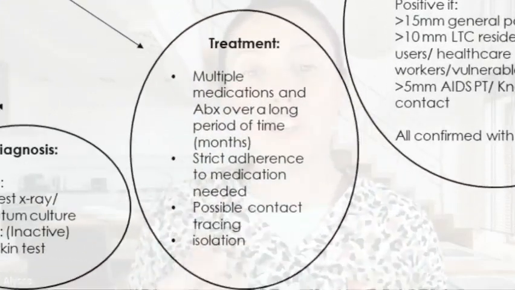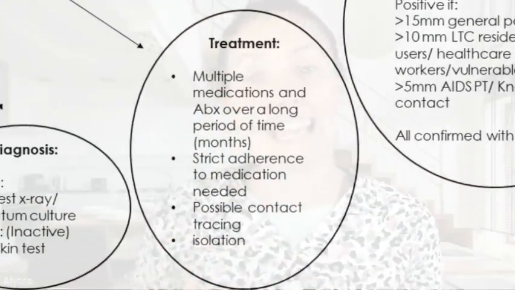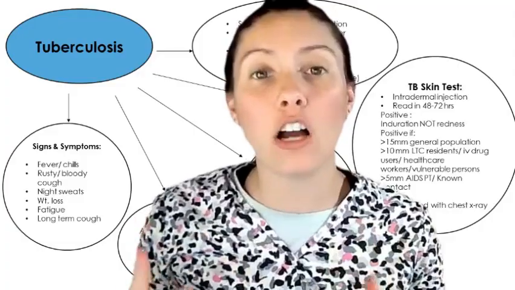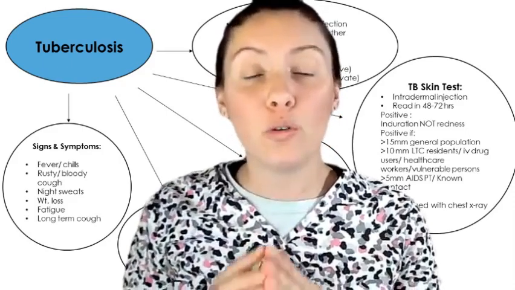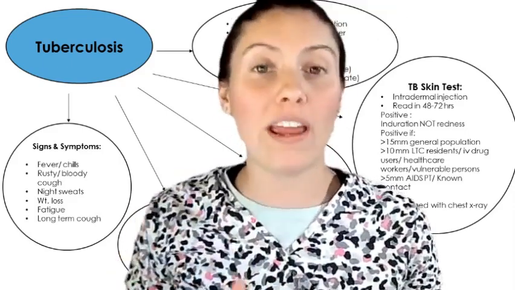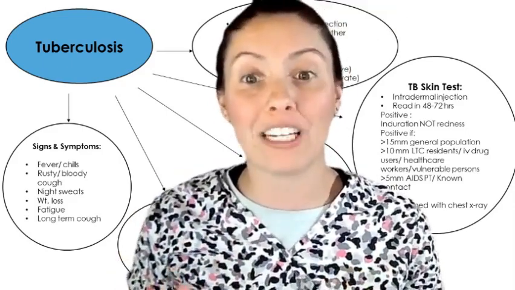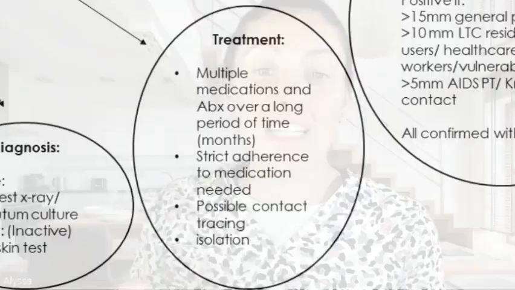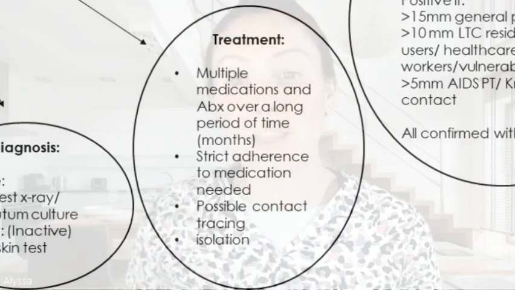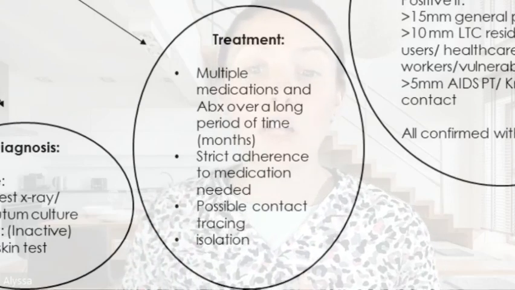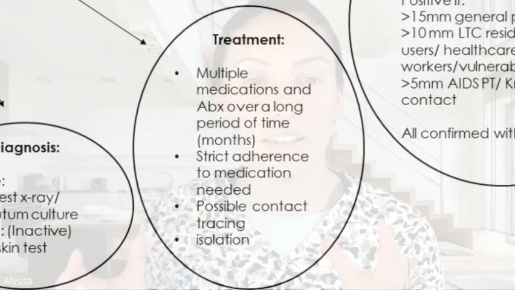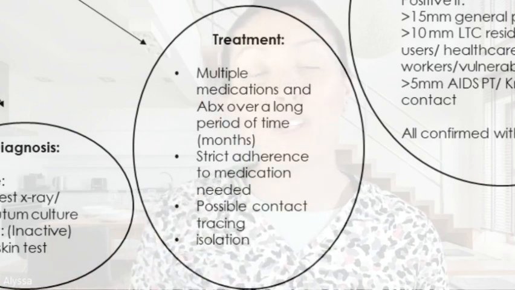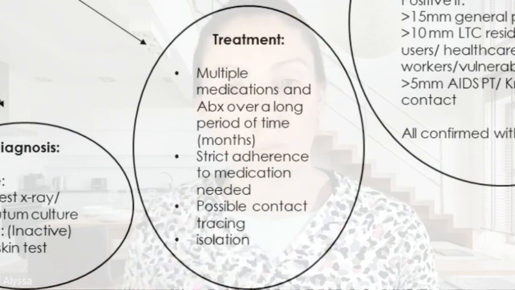So, treatment of tuberculosis. We have to use multiple medications and antibiotics over a long period of time. This is months, okay, to fully treat and get rid of the tuberculosis bacterium. So the patients need strict adherence to the medications, possible contact tracing if they've been in crowds or tight-knit areas, and also isolation so it doesn't spread further.